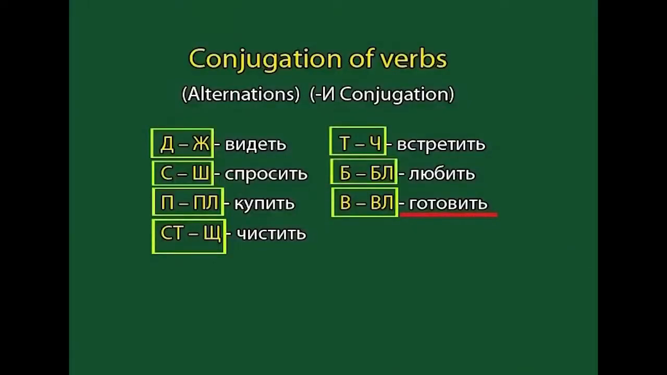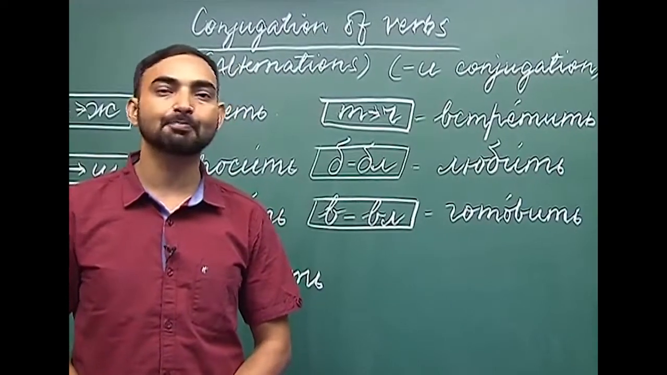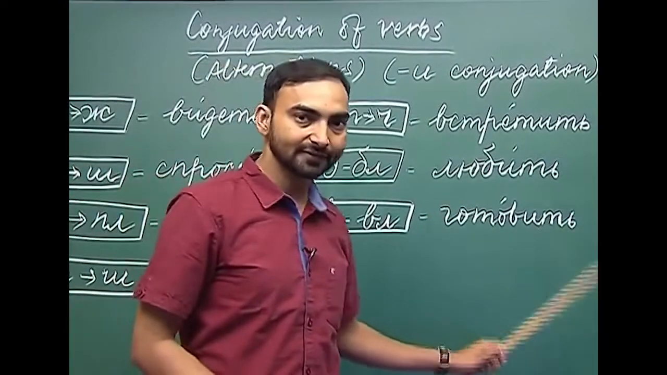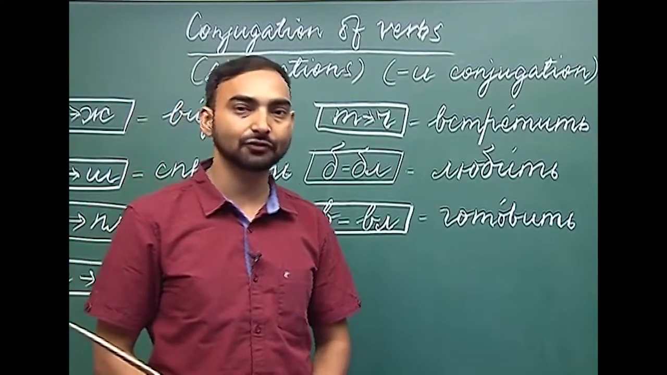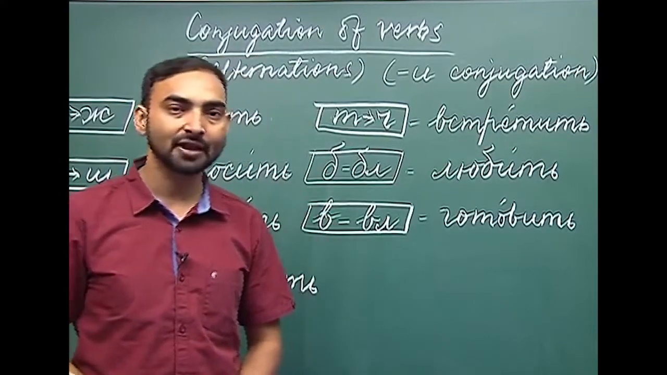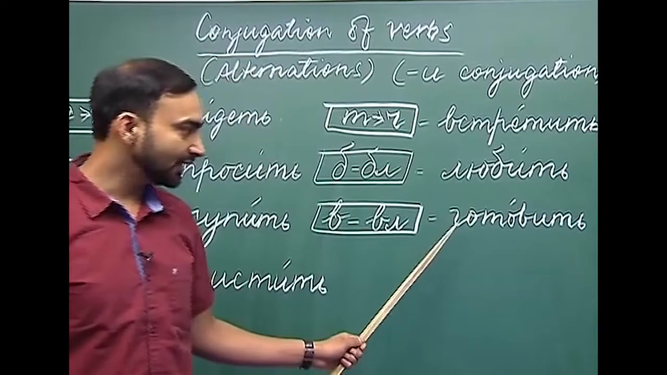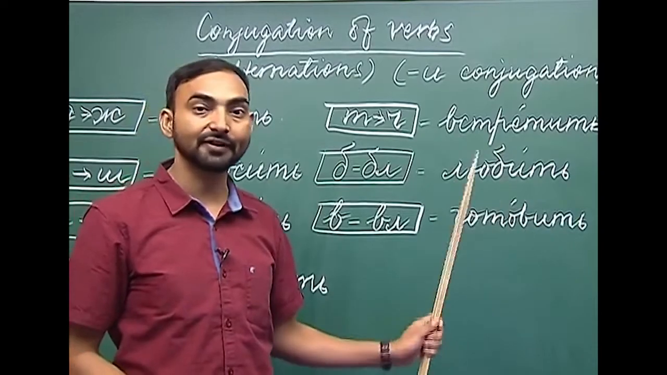Next is v changes to v and l, like gatovit. Gatovit is to prepare. This is the imperfective aspect, and what is the perfective aspect? Prigatovit. So, how will we conjugate gatovit? Ya gatovliu, ti gatovish, onana gatovit, mi gatovim, vi gatovice, ani gatovyat. So, here also we are using this alternation in the first person singular number with ya.